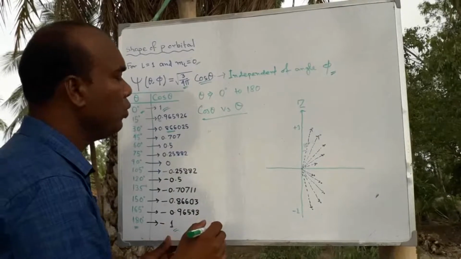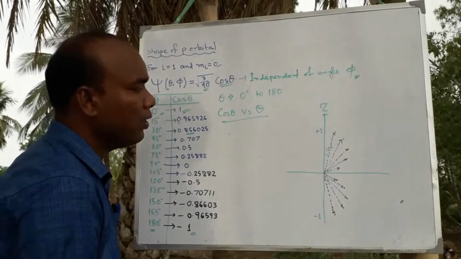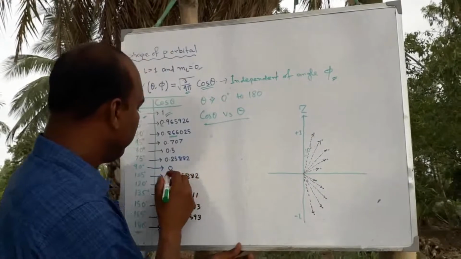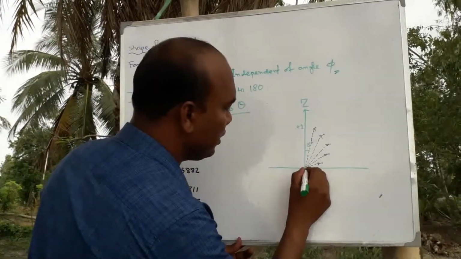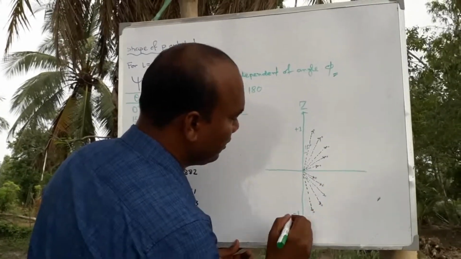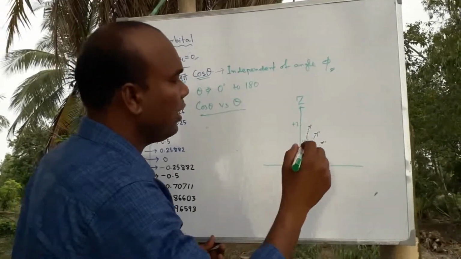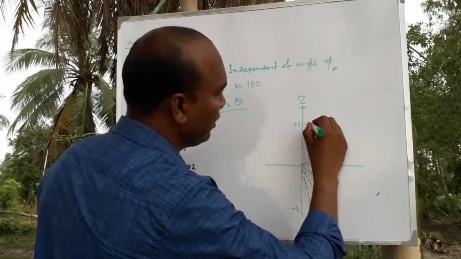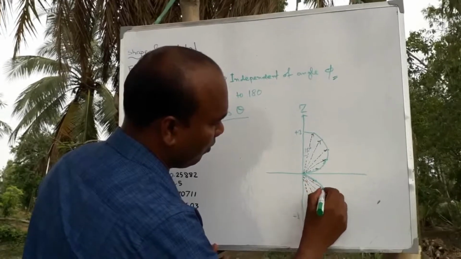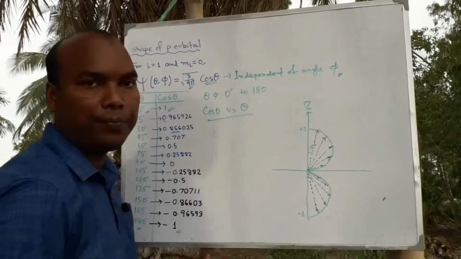This way we can put all the values of cos theta into this graph. Then the plot will be like this. At 90 degree cos theta is 0, so this is another point. Now if we join all these points, then the plot will be like this. You see, this is the plot for cos theta versus theta.